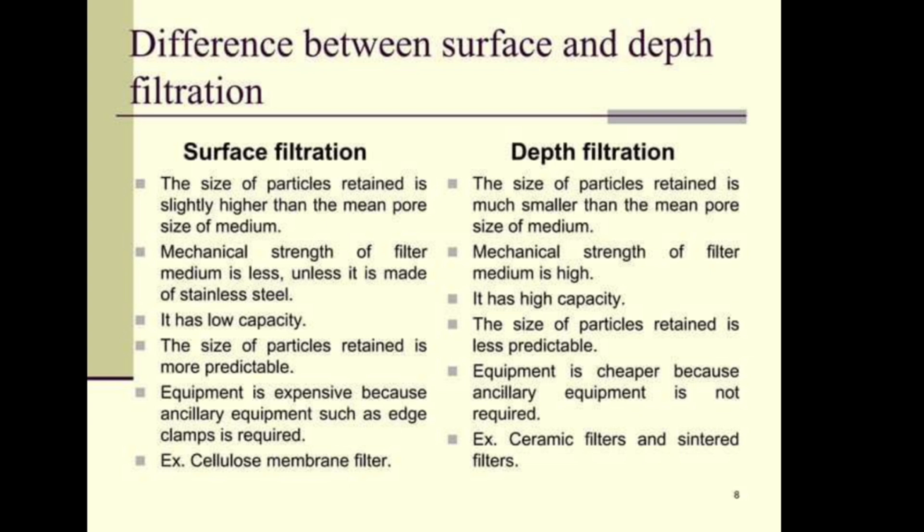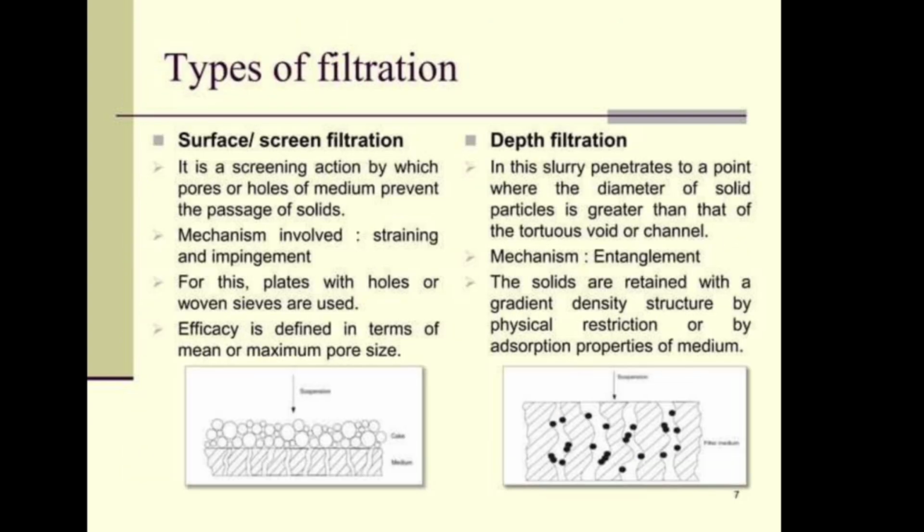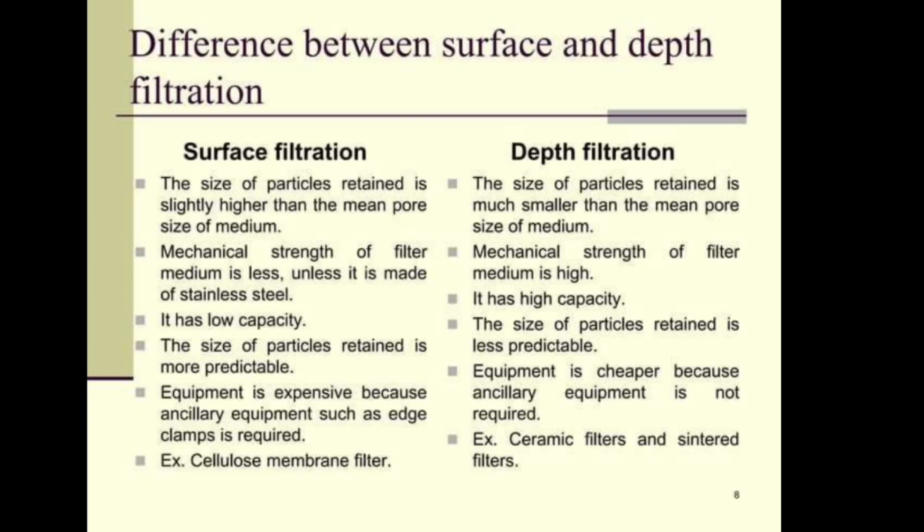Next, in surface filtration the equipment is expensive because ancillary equipment such as an edge clamp is required. Examples are the cellulose membrane filter. In the case of depth filtration, examples are the ceramic filter and sintered filter. The equipment is cheaper because ancillary equipment is not required.